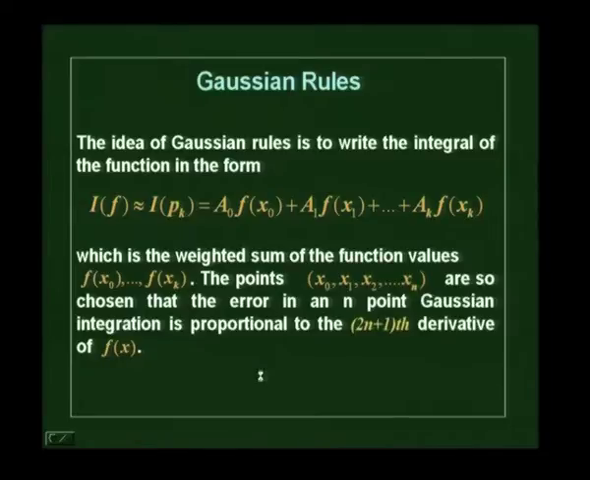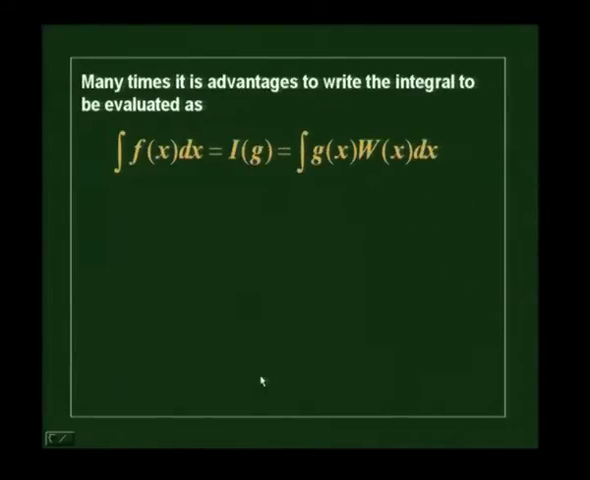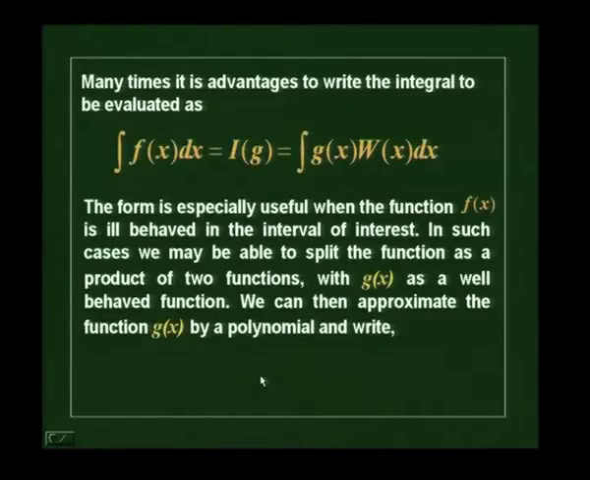So, we will now look at what the basic idea of this method is. The method is the following: we write the integral of f of x dx, that is I of f, now approximated by I of g. Okay. So, where g is another function, so I will write g as f into w. Okay. So, let me write that here again.